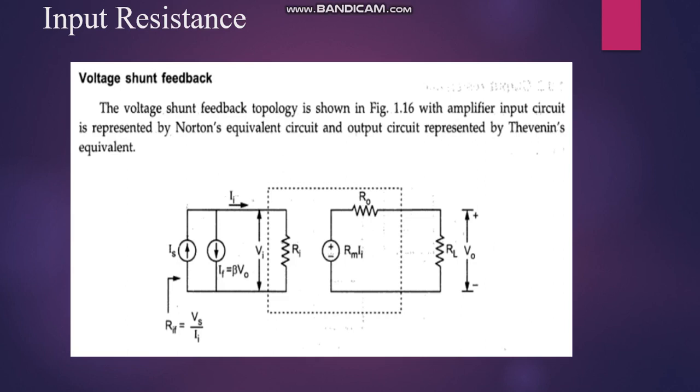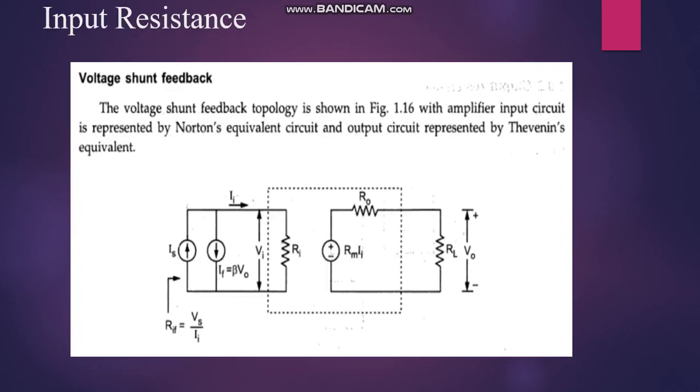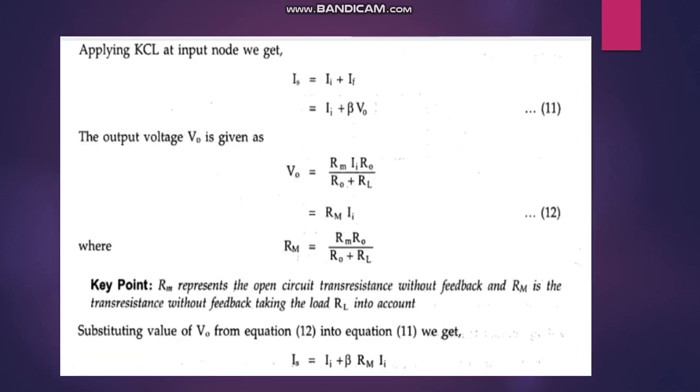First we have to apply Kirchhoff's current law to the input side. The input is a current, so I apply Kirchhoff's current law at the input node. IS is equal to IA plus IF: the sum of entering current is equal to the sum of leaving current. The entering current is IS, and IA plus IF are the leaving currents. Next, IF we know is beta into V0. That is the 11th equation.